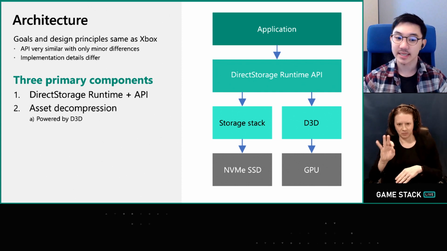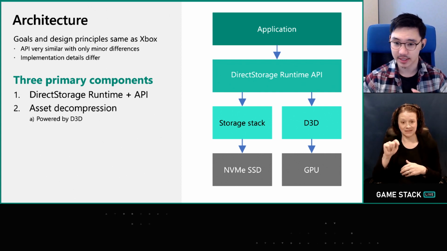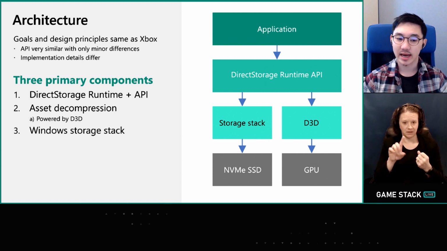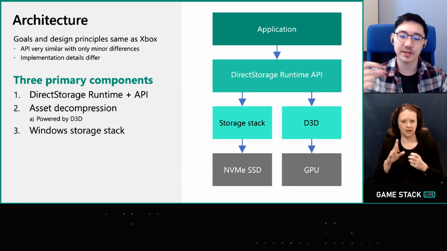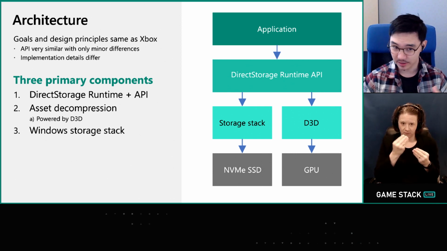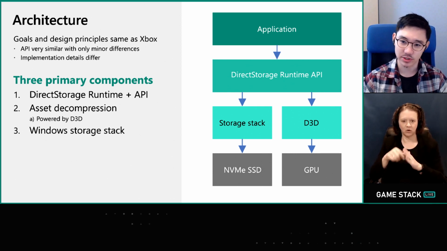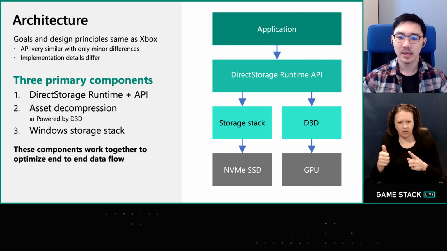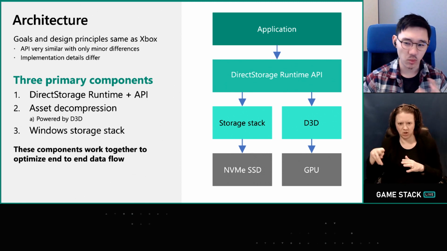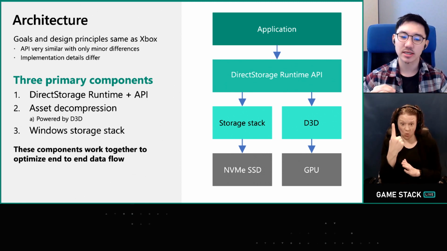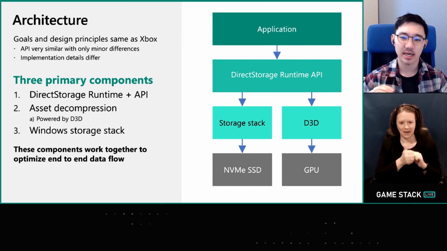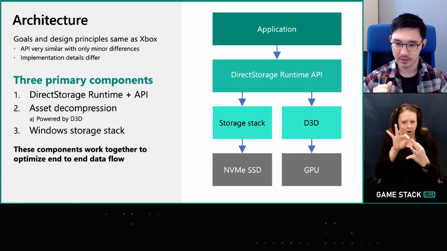You have the asset decompression piece, and we'll talk a lot more about this in a detailed slide later on. It's essentially powered by D3D. And we have the Windows Storage Stack. Windows Storage Stack being the component that allows you to pull data off of the disk for later processing, including asset decompression, and then transfer over to the destination, either CPU access or the GPU. And so it's important to realize that DirectStorage isn't any one of these components. It's actually a collection of these components, and the way that they work together to optimize the end-to-end data flow is kind of the mentality behind the DirectStorage effort.